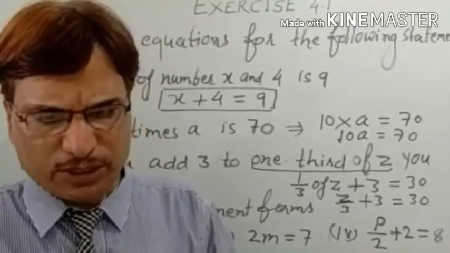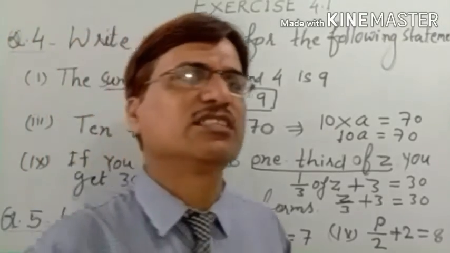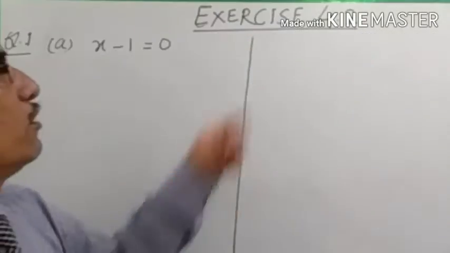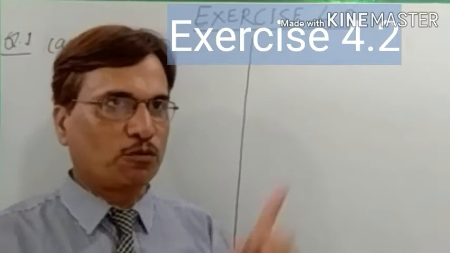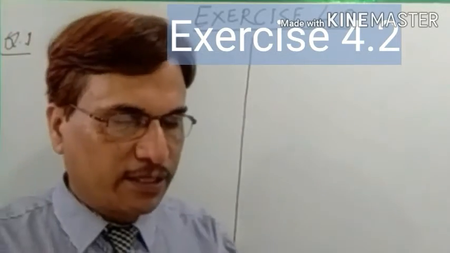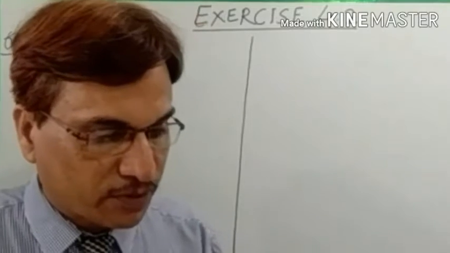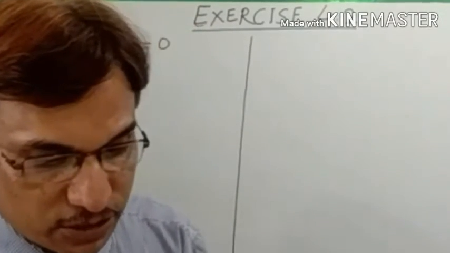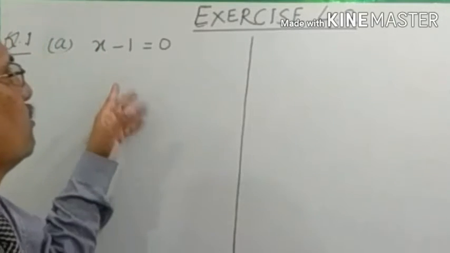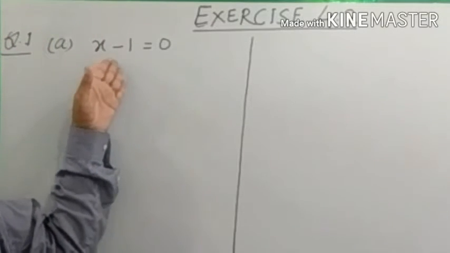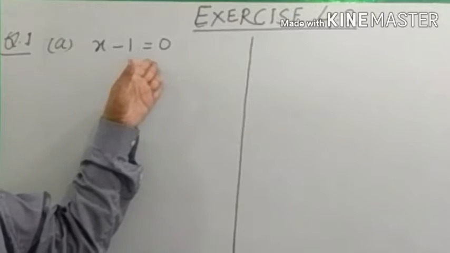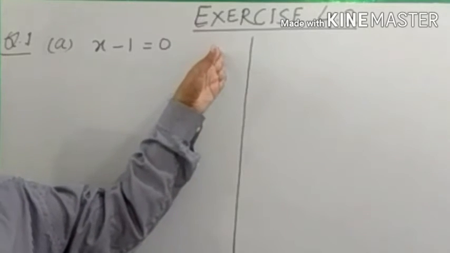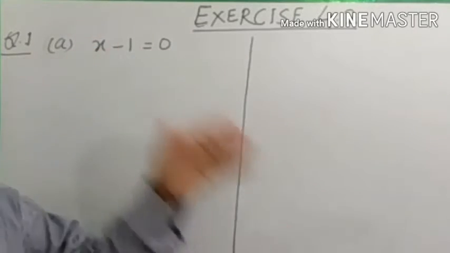Now we will solve some questions from exercise 4.2. Exercise 4.2, question first. Give first the step you will use to separate the variable and then solve the equation. Means you have to solve this equation by a systematic method. Separate the variables.